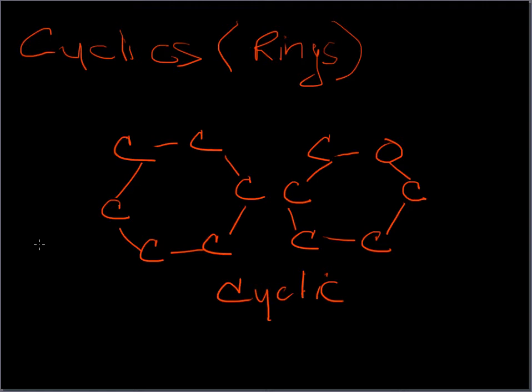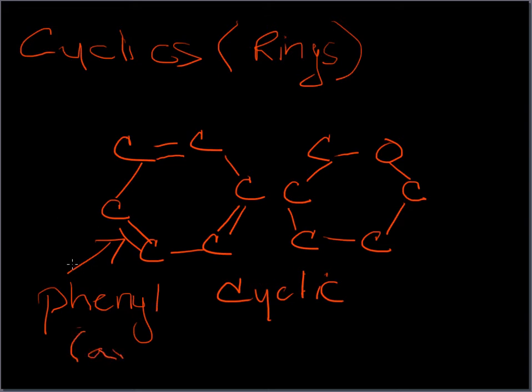Okay. Just one last little note before we move on. If I have a ring structure and I have alternating double bonds like you see there, this particular ring is called a phenyl. We also refer to them as aromatics.